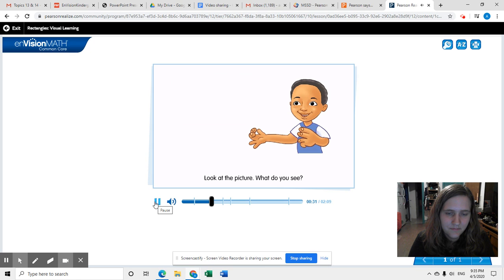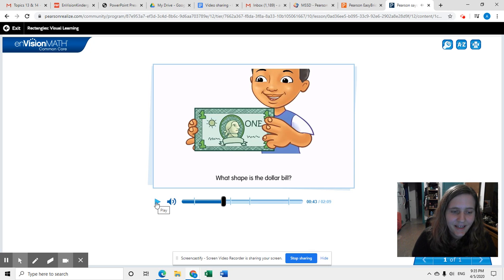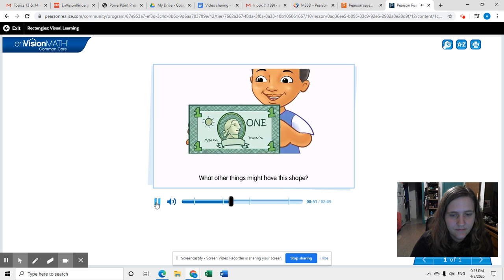Look at the picture. What do you see? There is a person holding a dollar bill. What shape is the dollar bill? It's a rectangle. Very good. The dollar bill is a rectangle. What other things might have this shape?